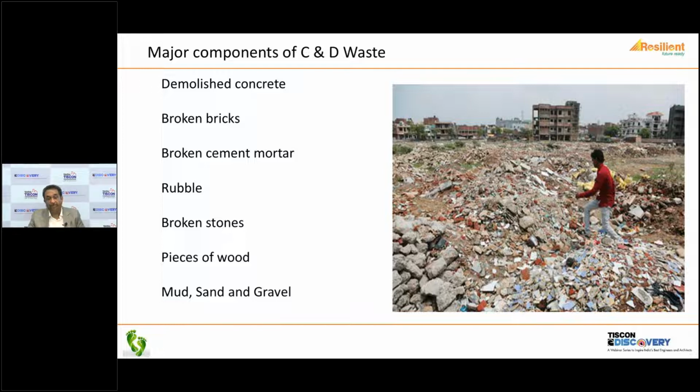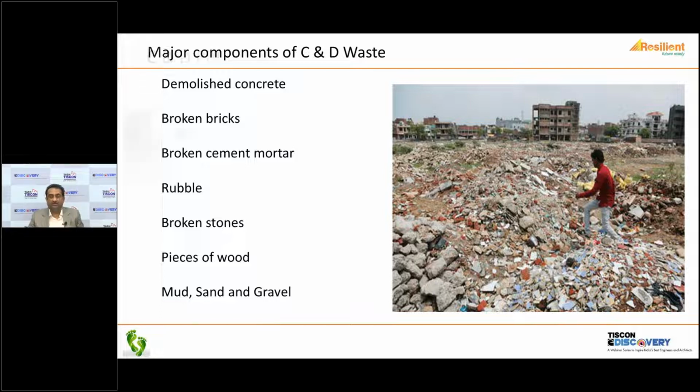And it's also important, looking at this picture, you can really visualize that if this had been sorted, if concrete had been segregated, if bricks had been segregated, if wood had been segregated, it would have been much easier to recycle it. But this is the current situation, and we have to deal with it.